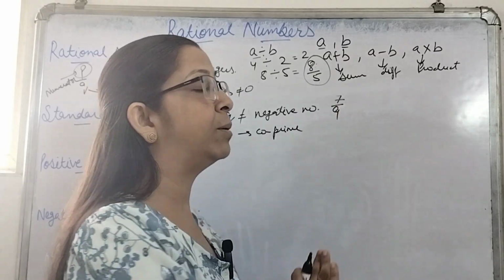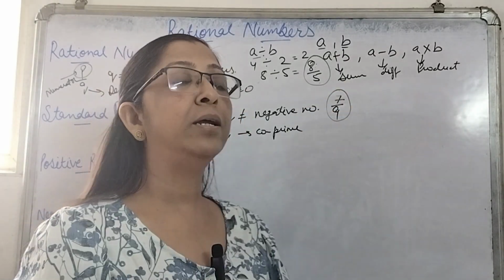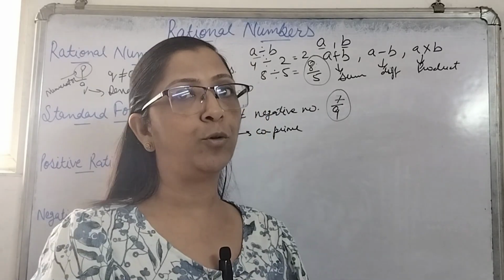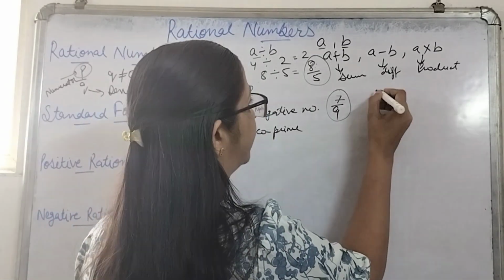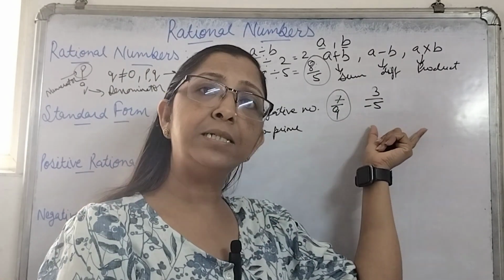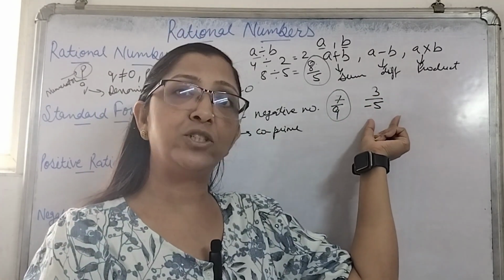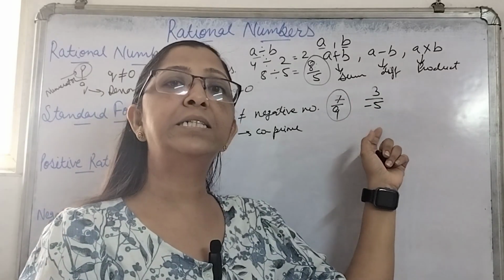They are not divisible by any other number except 1. So 7 upon 9 is a rational number and is in its standard form also. If I take an example, say 3 upon minus 5, it is a rational number, but here the denominator is minus 5, which is negative. So it is not in its standard form.